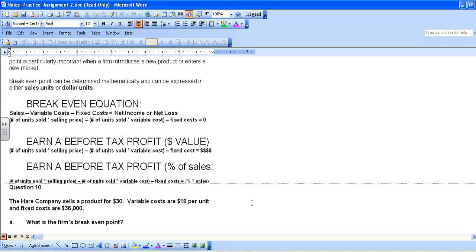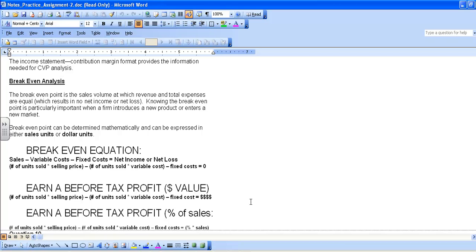So there are several equations that we can use in order to determine our break-even point. So our break-even point is the sales volume at which revenue and total expenses are equal, which results in no net income or no net loss. Knowing the break-even point is particularly important when a firm introduces a new product or enters a new market.